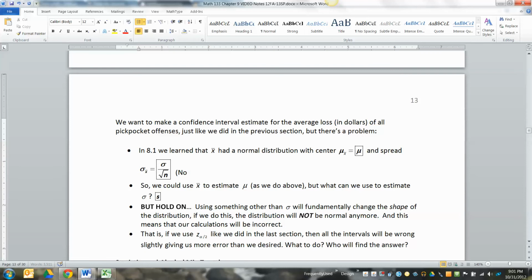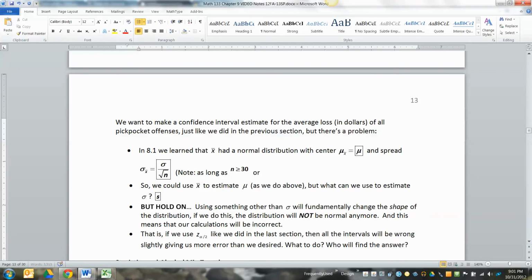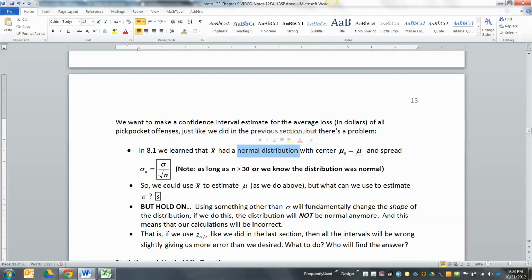As long as n is greater than 30, or we know the distribution was normal. Because you have to be told originally that it's normal, or you have to know that n is greater than 30. There we go. I had to fiddle with that font there. All right. So as long as n is greater than 30, or we know the distribution is normal somehow, then we know that the X bar is normal, and we know that it's got center mu and spread sigma over the square root of n.